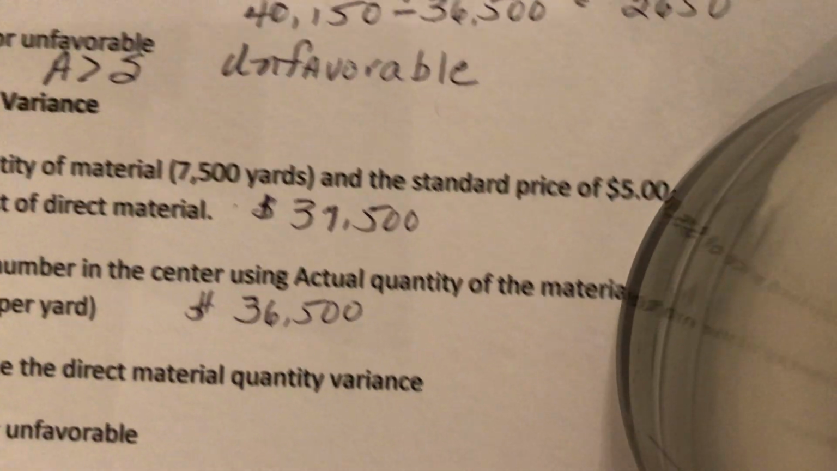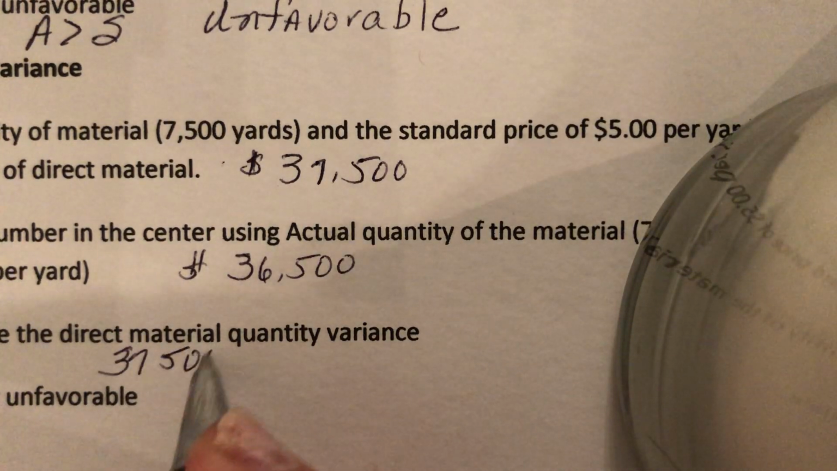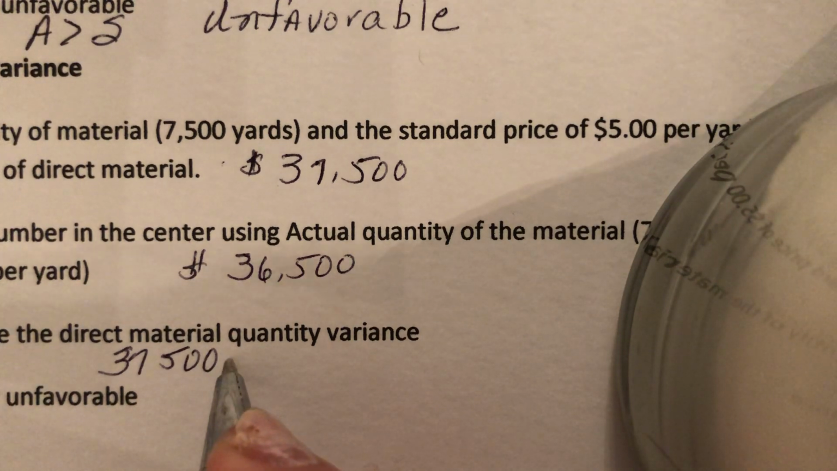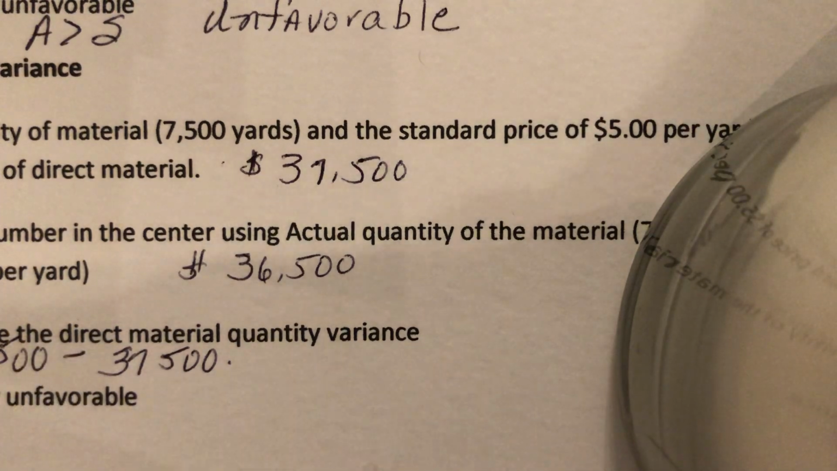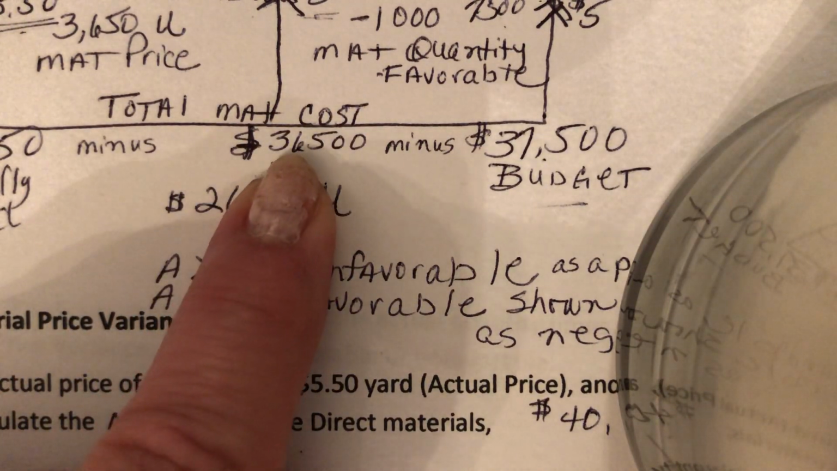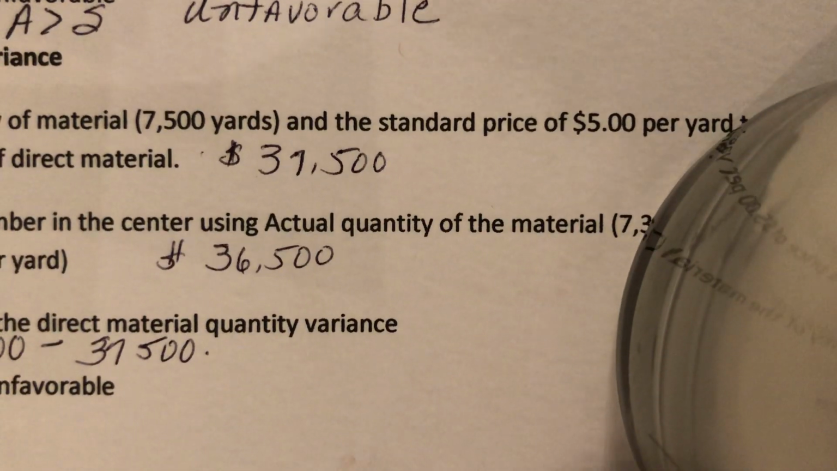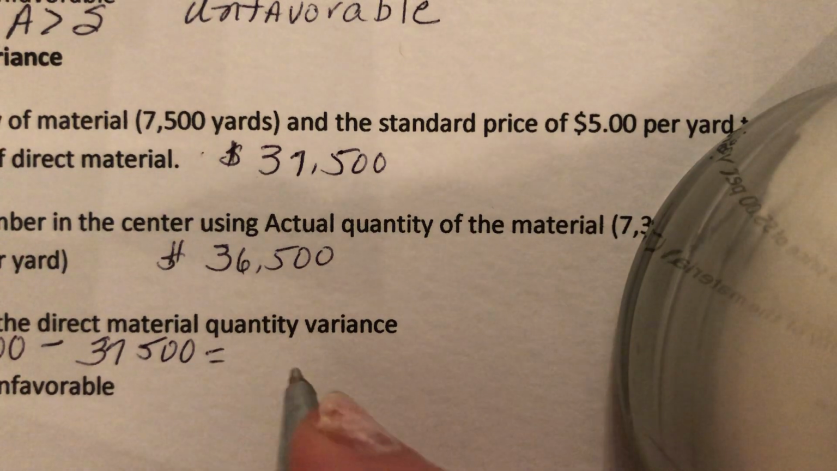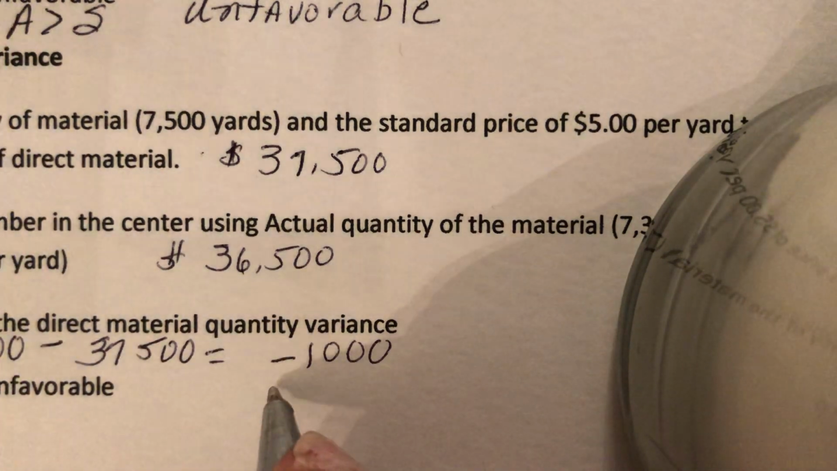And you want to take the difference from left to right, 37,500. 36,500 was the first number. Okay, so make sure you do that. Let's look at that again. I was about to mess it up. 36,500 minus the 37,500. And I was about to do it the opposite. And that's going to give you a negative 1,000. If it's a negative number, it's going to be favorable.